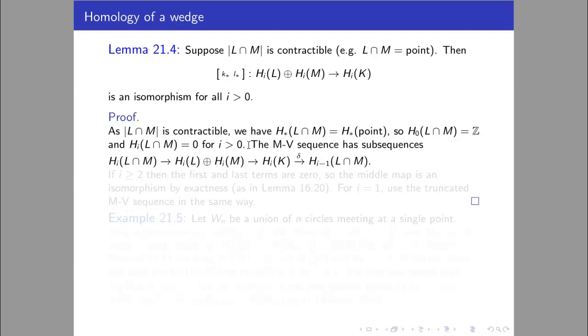So now let's look at the Mayer-Vietoris sequence. A section of the Mayer-Vietoris sequence is like this: H_i of the intersection, then H_i L plus H_i M, and then H_i K, and then this connecting map, and H_{i-1} of L intersect M.